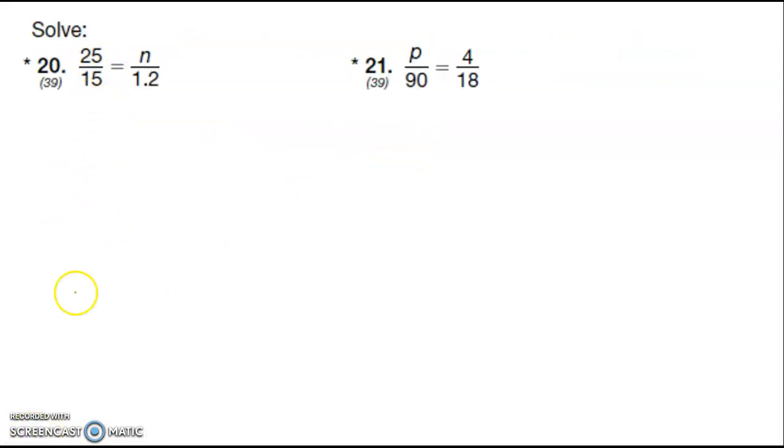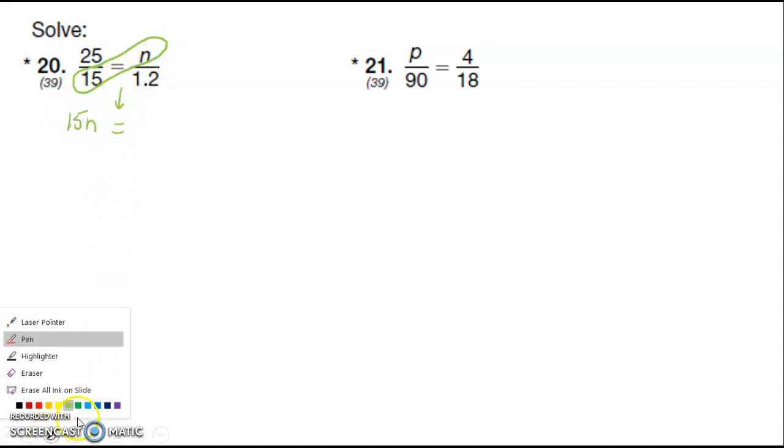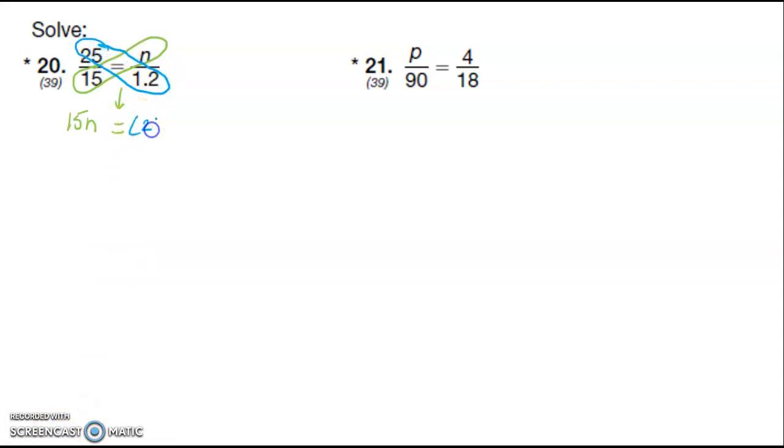Okay, here we have cross multiply butterfly. So I'm going to circle what I'm multiplying. 15 times n. And then I bring down my equals. I'm going to change colors. And I have 25 times 1.2. Now remember, I'm trying to solve for n. I'm not going to do anything to this side. I'm going to go ahead and multiply this on my calculator. 25 times 1.2 is 30. And now I need to divide. So I'm dividing both sides by 15. 15 divided by 15 is 1. 30 divided by 15 is 2, and that's my answer.